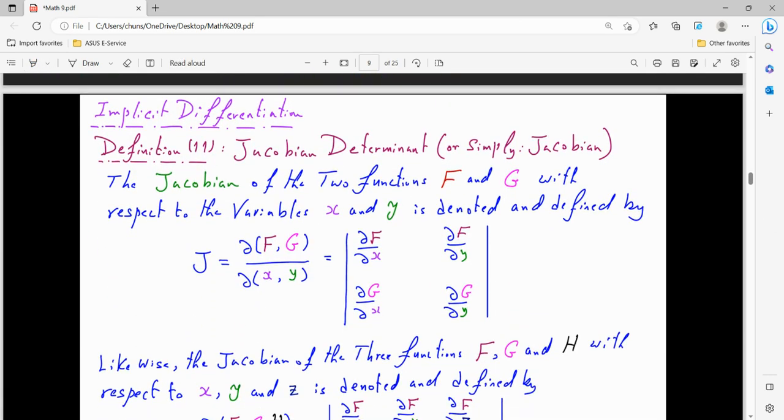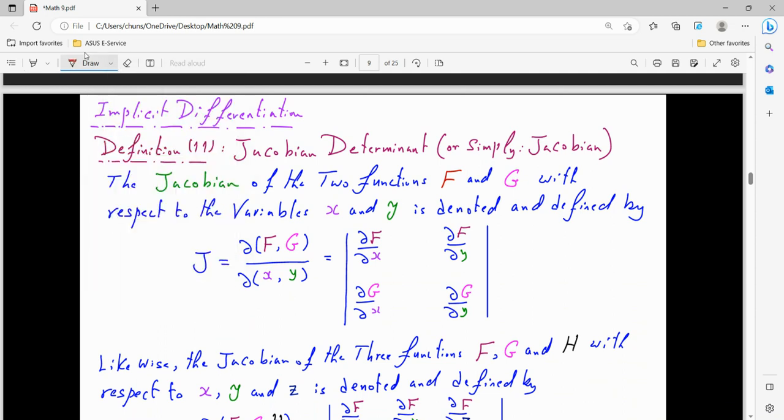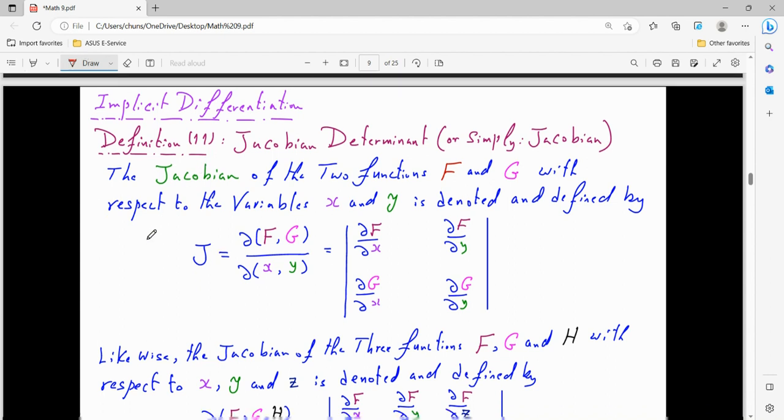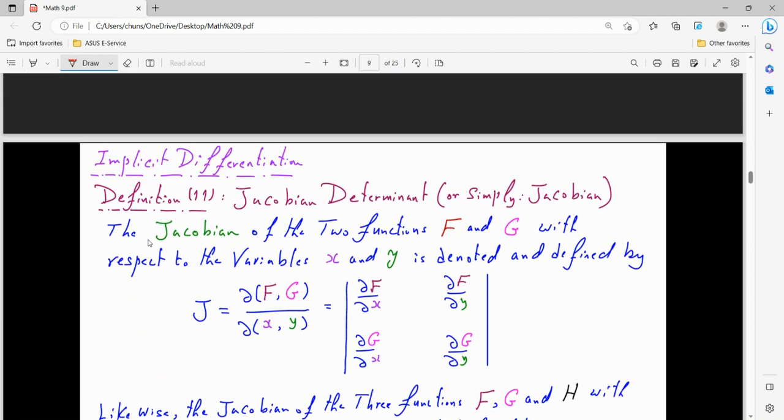Okay, so now we're going to talk about implicit differentiation. So this is a way of writing our functions and relating our functions and variables that they are with respect to, and putting them into a determinant sort of matrix to help solve for the Jacobian determinant.